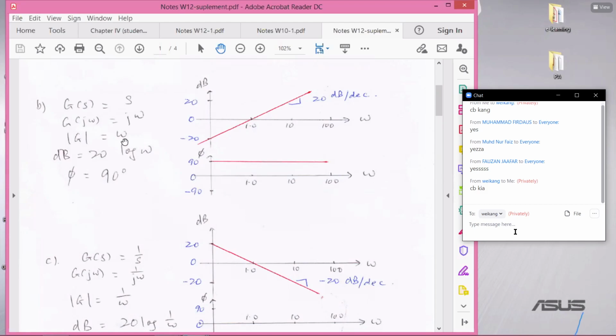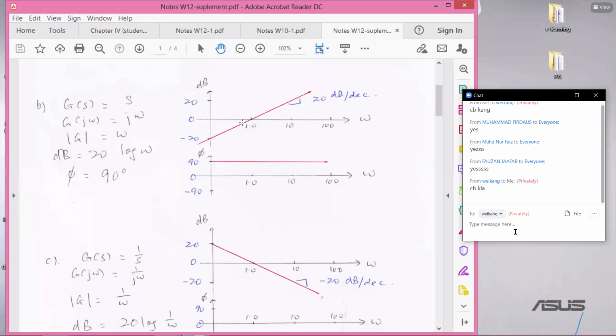But now your decibel will depend on the value of omega. Let's say omega is equal to 1, log 1 is 0. So 20 log 1 is 0, so you get that point. And then you substitute 10, log 10 is 1. 1 multiplied by 20 is 20, so you get 20 there. So at frequency 10, the decibel is 20. At frequency 0.1, log is negative 1. Negative 1 multiplied by 20, you get negative 20. So basically, you get that straight line for the decibel curve.